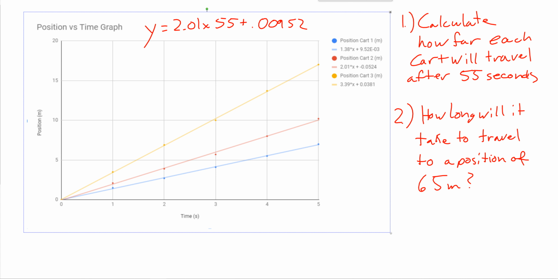And then for the y-intercept, for plus b, 0.0 is 10 to the negative 3. That's the blue one.